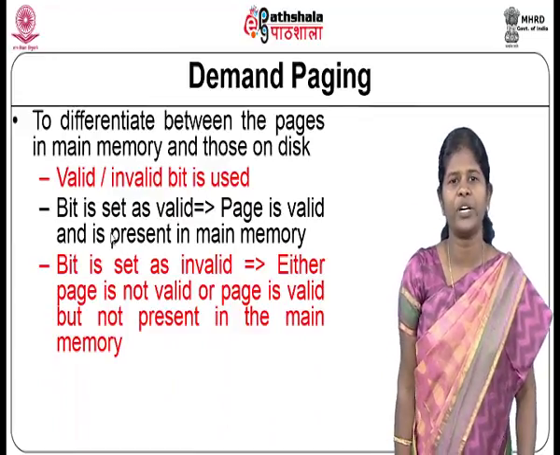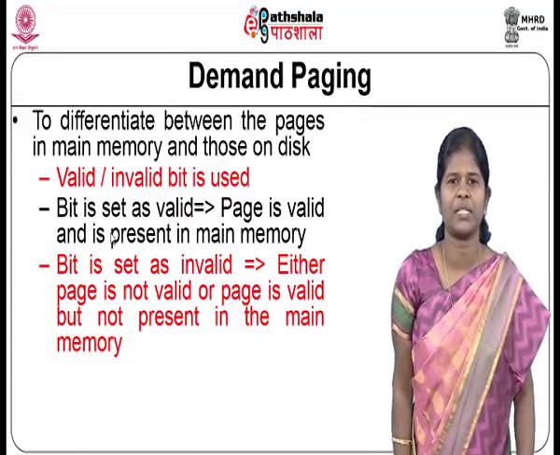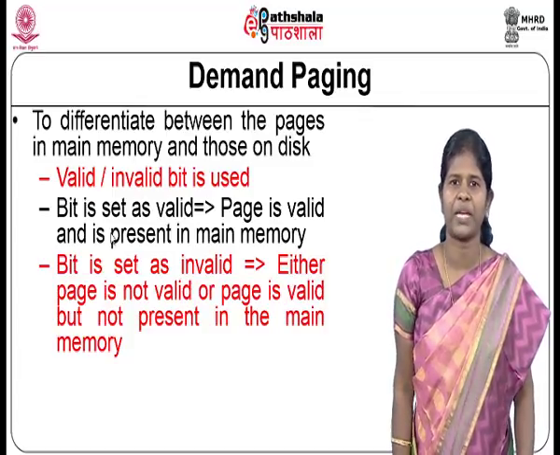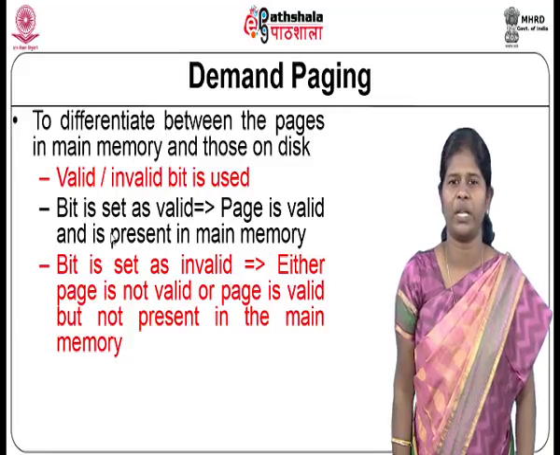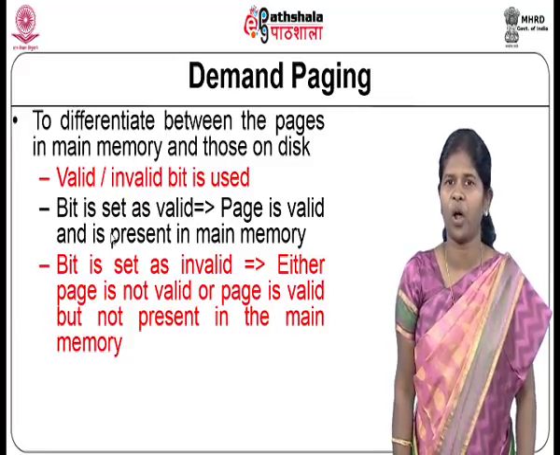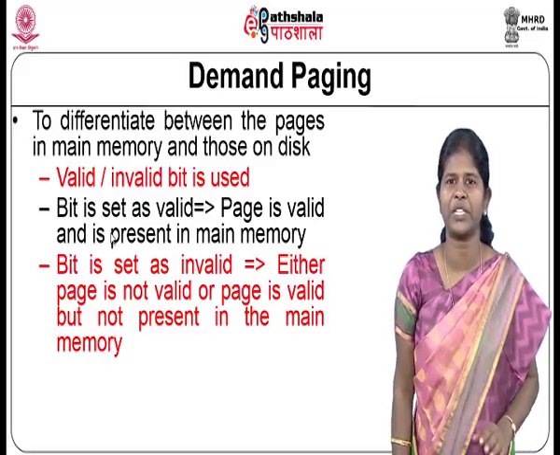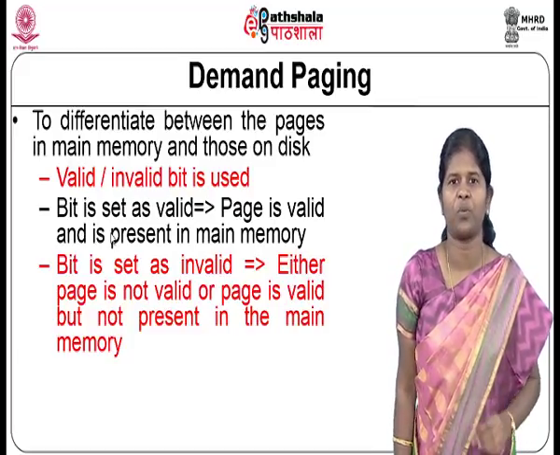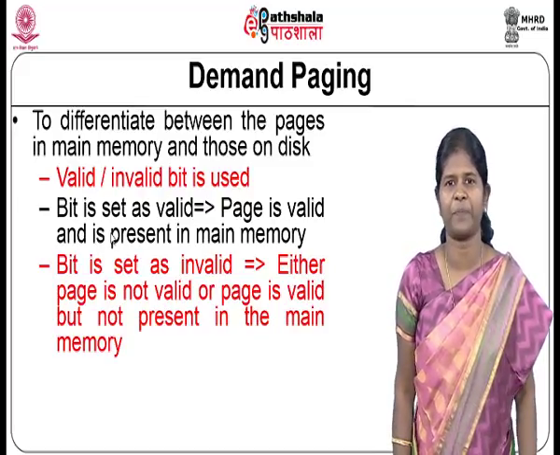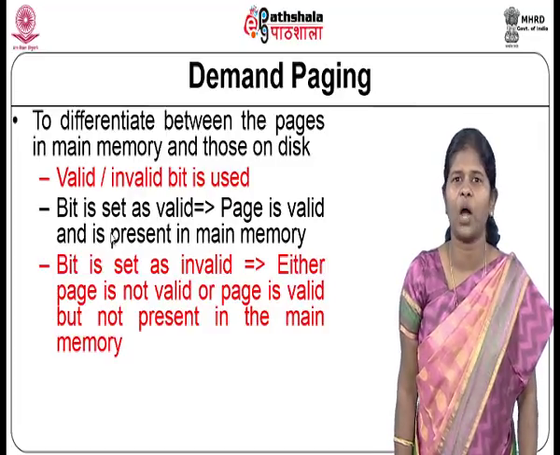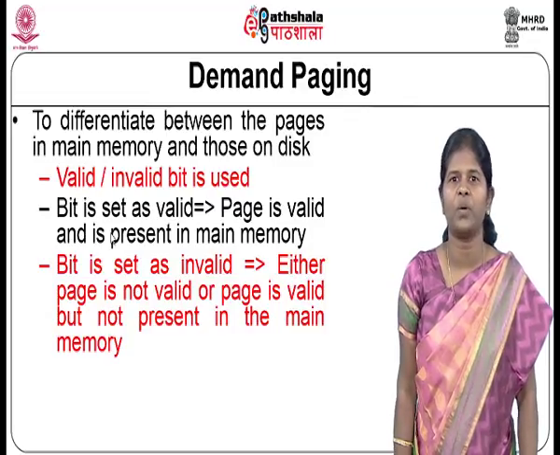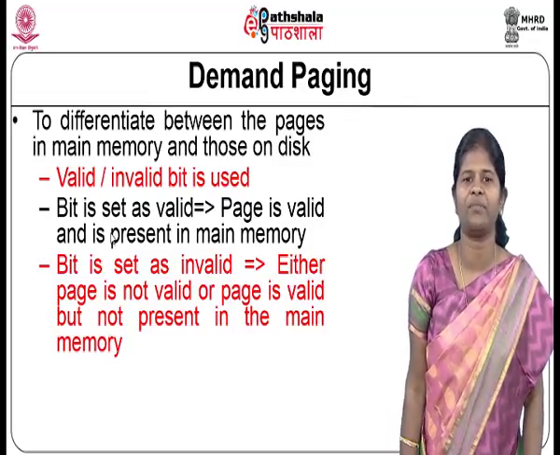Now, to differentiate between the pages which are in the main memory and those on the disk, some additional mechanism is added to the page table. As I told you, in demand paging, you do not keep all the pages in the physical memory at the same time. Only the pages which are currently needed are brought in. So, how do we identify this? How do we know which page is in the main memory and which is in the backing store? We have a bit called the valid-invalid bit.